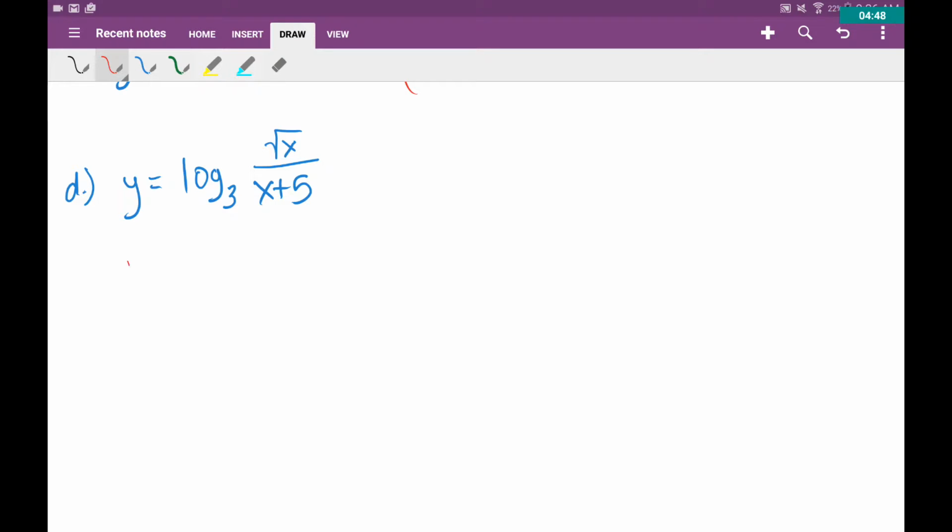So y prime equals 1 over the natural log of 3, because the base is 3, times everything that's on the inside. And then times the derivative of all that stuff that is on the inside. So the derivative of the square root of x over x plus 5. Well, I'm going to do that separately. I'm going to treat that as u and do square root of x times x plus 5.